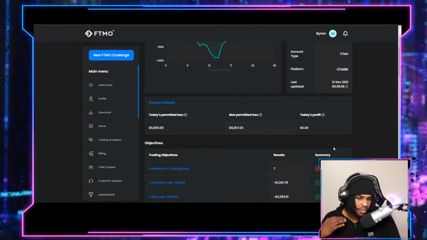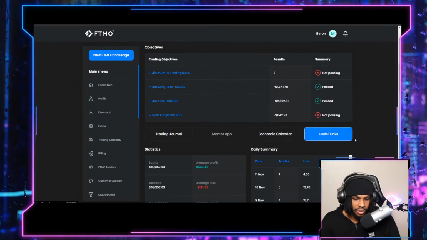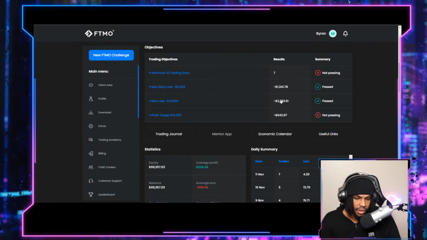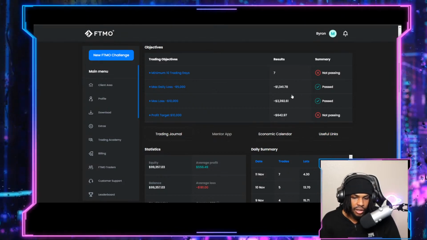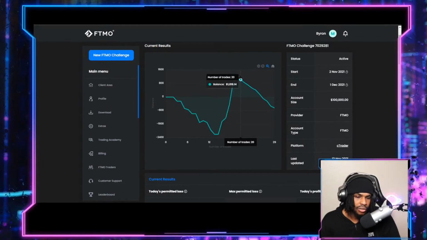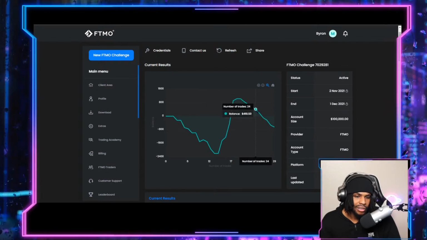I should have been moving to break even as soon as possible, but I don't know, I believed in them a little too much. But right now we're only down $642. We were down almost $2,400. Came back in the green. I think I had a little over 1%, so like $1,000, and took a couple of L's.